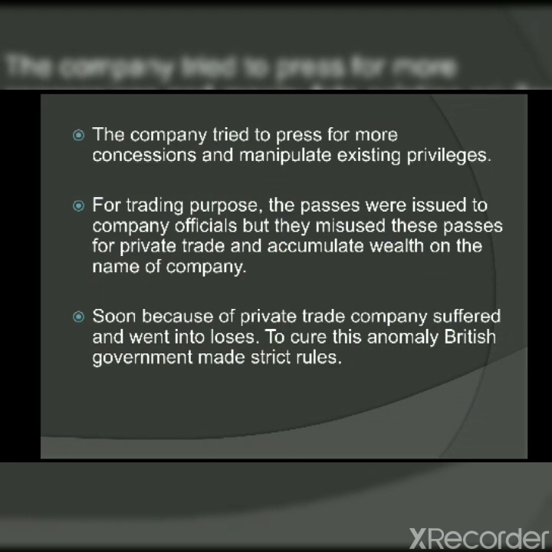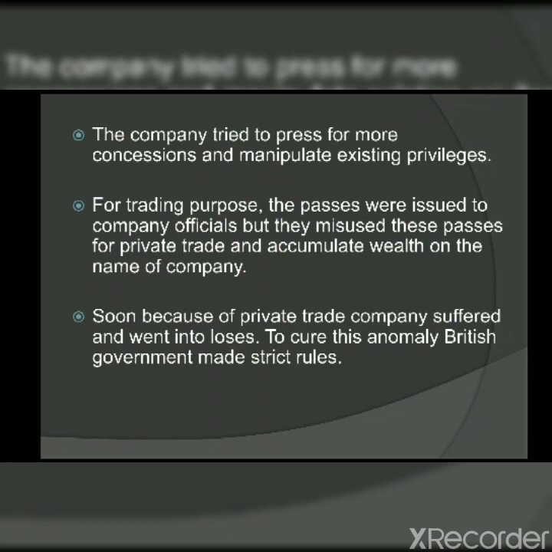So 2 years later, children, the Mughal officials were bribed into giving the company zamindari rights over 3 villages. One of these was Kalikata, which later grew into the city of Calcutta or Kolkata as it is known today. It also persuaded the Mughal Emperor Aurangzeb to issue a farman granting the company the right to trade duty-free, as I have told you earlier.